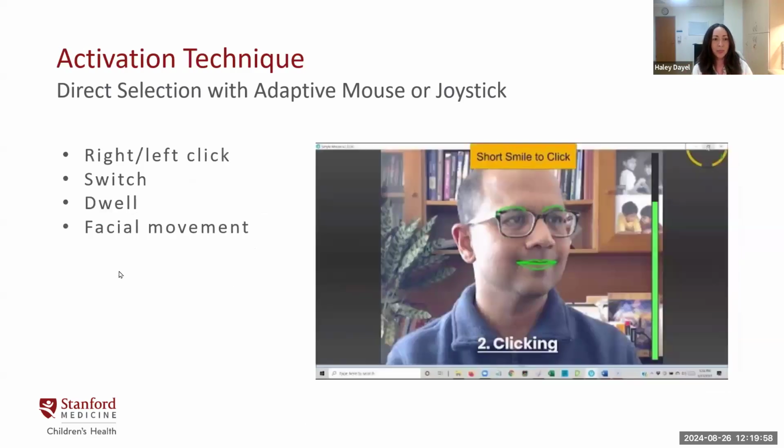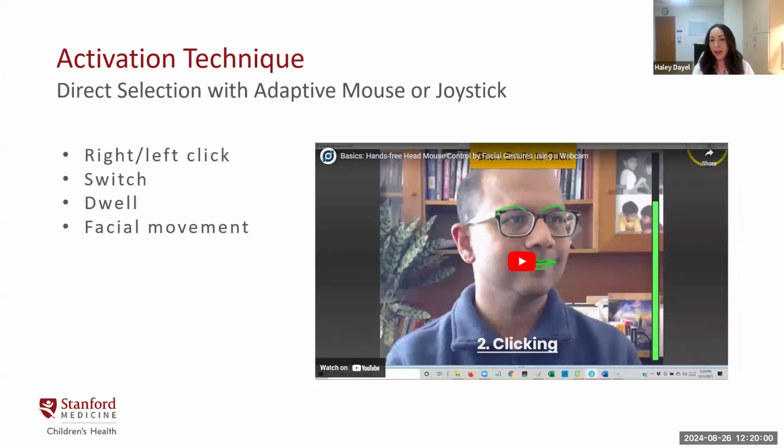We can also make changes to the activation technique. So the person might use a right or left click on a standard mouse. They might activate a switch. They might dwell by just hovering their mouse on a specific target, or they could use something like facial movements to activate a switch. So that would look something like this example from Smile Mouse.